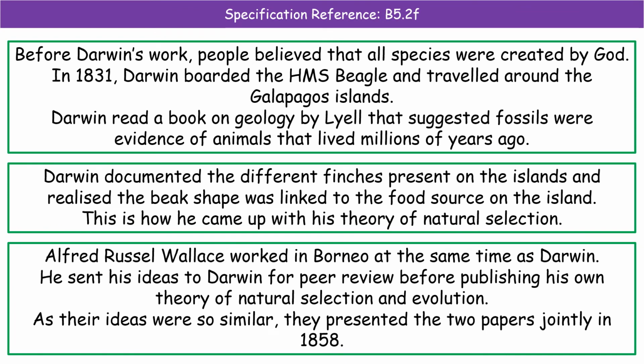Where did we actually get this whole idea of natural selection from then? Well, hopefully we know Charles Darwin. Charles Darwin was a scientist, a British naturalist, and what he did back in 1831 was he got on board a boat called the HMS Beagle and he sailed around the Galapagos Islands.